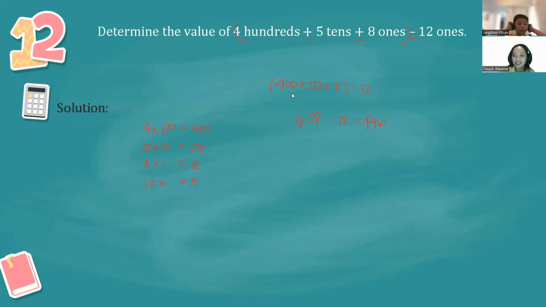400, because we have 4 hundreds, plus 5 tens, that is simply 5 times 10, that is 50, plus 8 ones. 8 times 1 is just 8, and 12 ones, 12 times 1 is just 12. We add this one, 400 plus 50 plus 8, that is 458, minus 12, the answer is 446. Okay, so we're done. Let's continue to number 13.